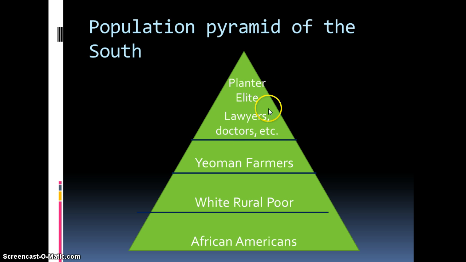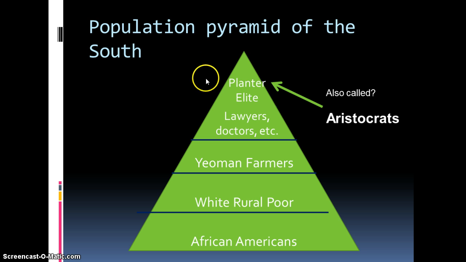Above that, at the very top, are the planter elite. These guys are the ones that set the tone for society. They set the rules, the standards, and they are sometimes also called aristocrats. So we might hear them called aristocratic elite, planter elite. Think plantation owners and the fancy lifestyles that you've seen pictures of and you've heard about.